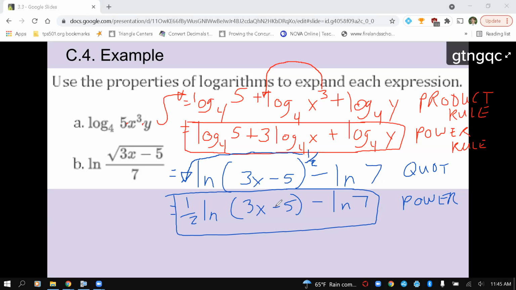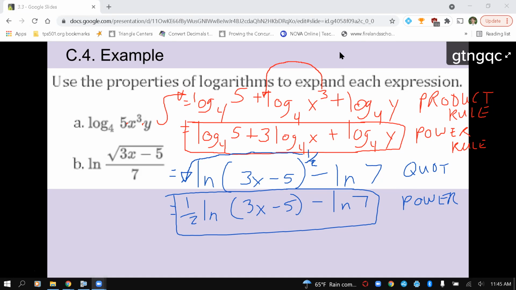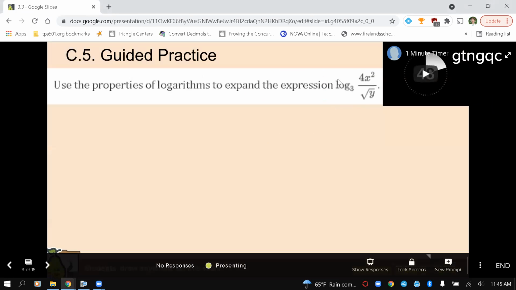Yay? You ready to try it? You excited? All right, your turn. Does anybody need more time to write? Okay. Try this one. 1 minute on the clock.